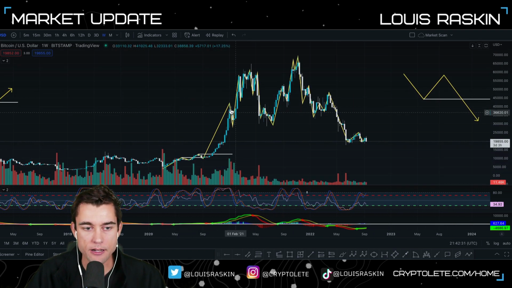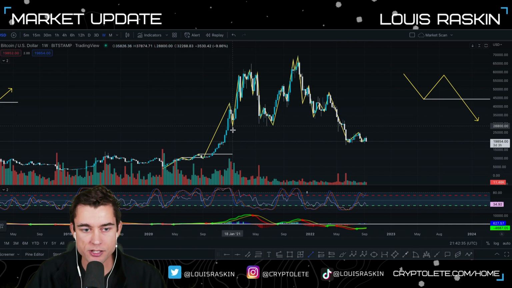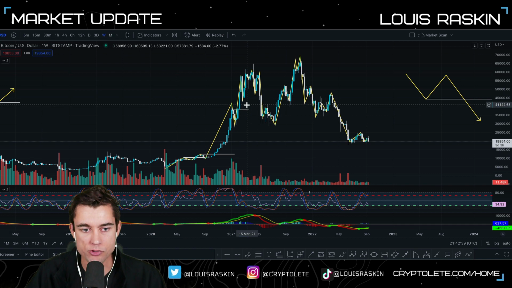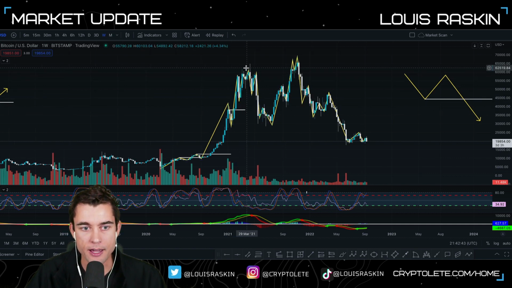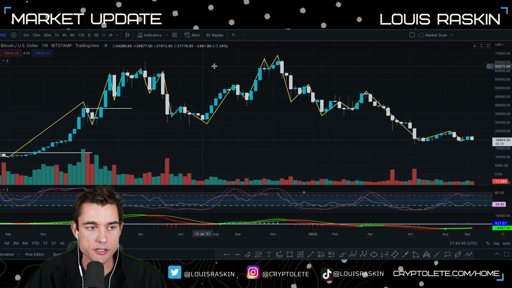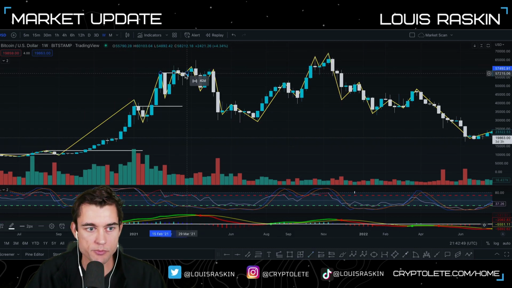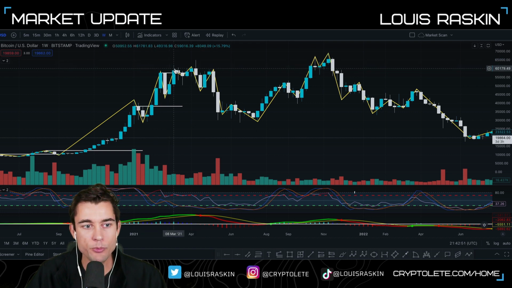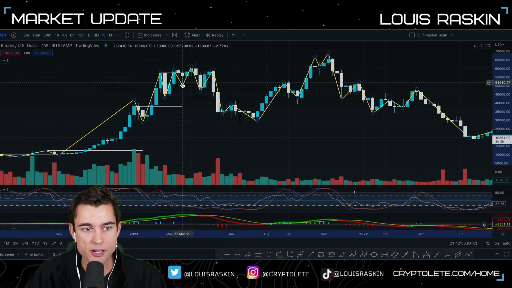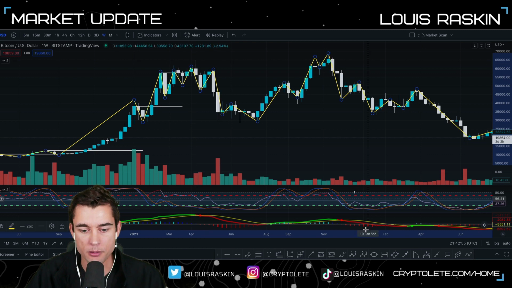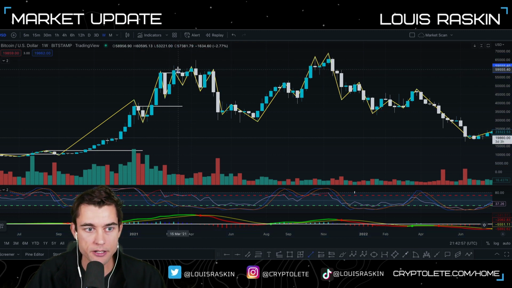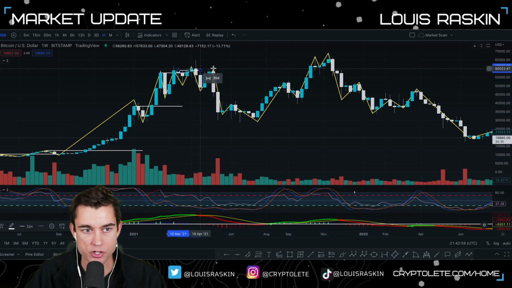Then we have another one right here where the price made a high, it retraced a little bit, and then boom, it made a higher high. So we have a market structure break right there, and then we made a low and then a higher high right here. So this is considered a bullish market structure break. And then we had a very small retrace followed by another break in the market structure. So this technically is a bullish market structure break.